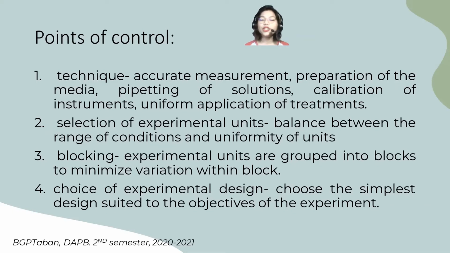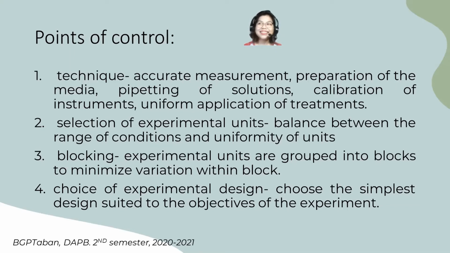And selection of experimental units. There should be balance between the range of conditions and uniformity of units. For example, if you are going to study chicken, then make sure that the chicks that you are going to use are of the same age, okay? Or if possible, of the same mother hen. Or if possible, of the same company, if you buy chicks from San Miguel, for example, or if you buy chicks from a local poultry.